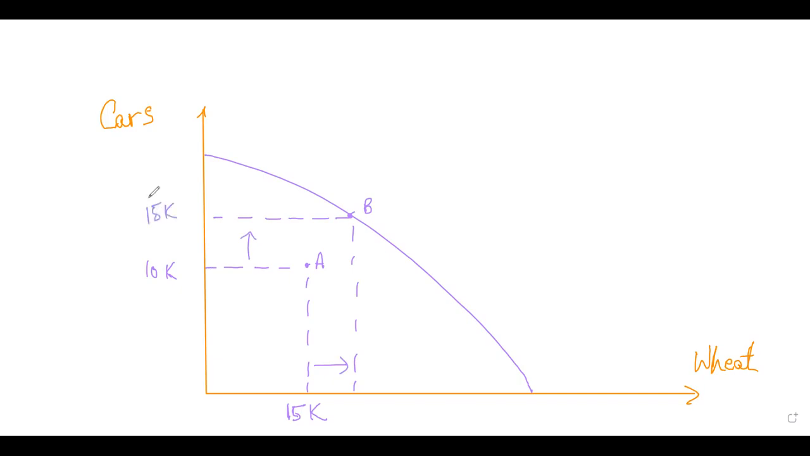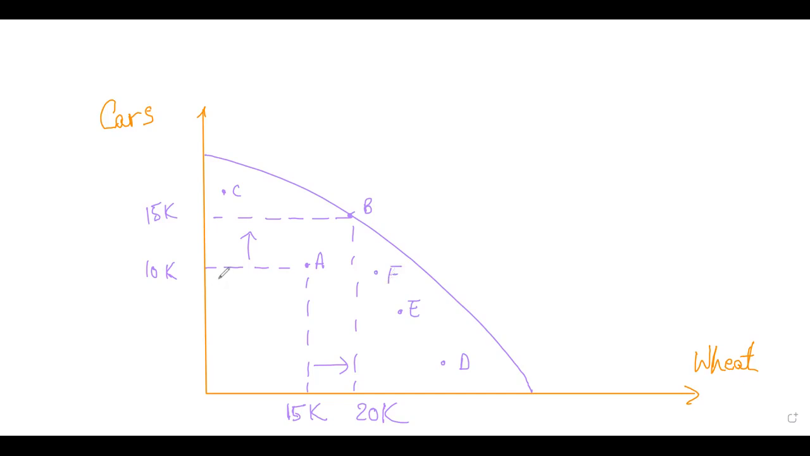Now let's say you're making 15,000 cars at point B and you're making 20,000 units of wheat. Yes or no, right? So you have yourself seen that point A was a level of lower production, point B is a level of higher production. So that's why I said that any point within the curve, whether it's A or C or D or E, all these points are within this boundary, not on the curve. So any point within the boundary is showing you unemployment of resources.